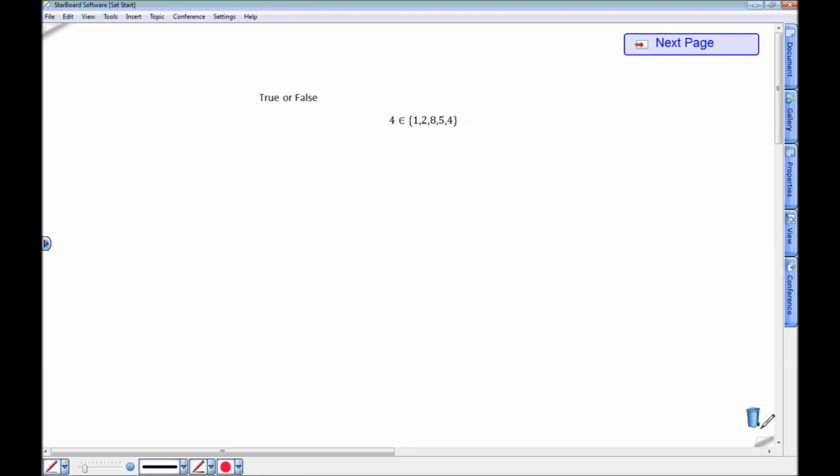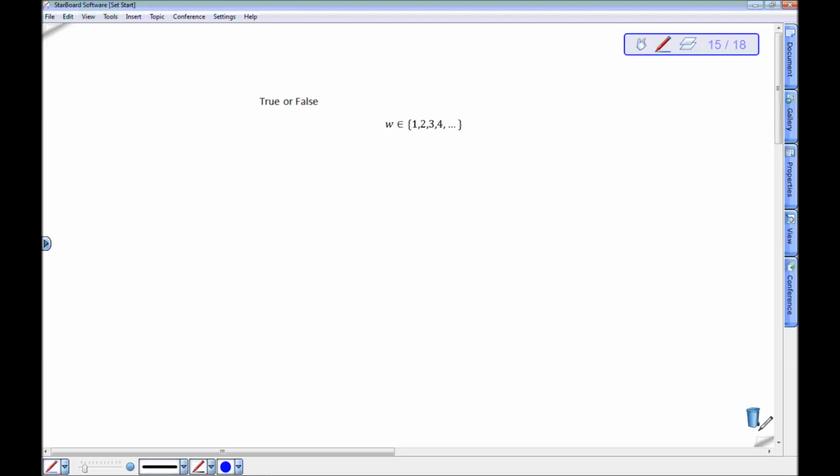All right, true or false? 4 is an element of the set containing 1, 2, 8, 5, 4. True. How do I know? It's right there, right? There's no question in my mind that 4 is an element of that set because I can see it. It's right there. That's a true statement.